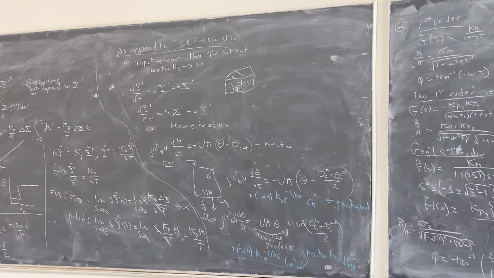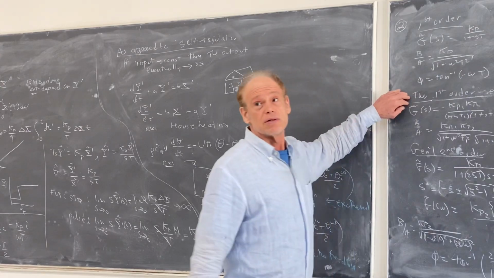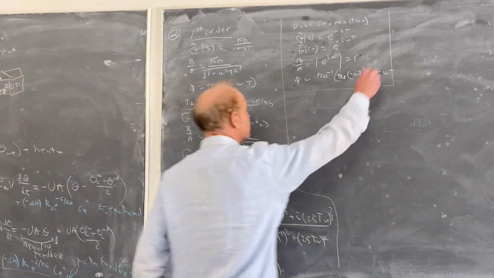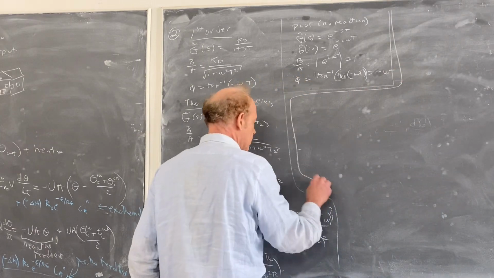So why don't we go on to series structures. Two first-order systems in series was an example of a series structure. Let's look more generally at series structures.